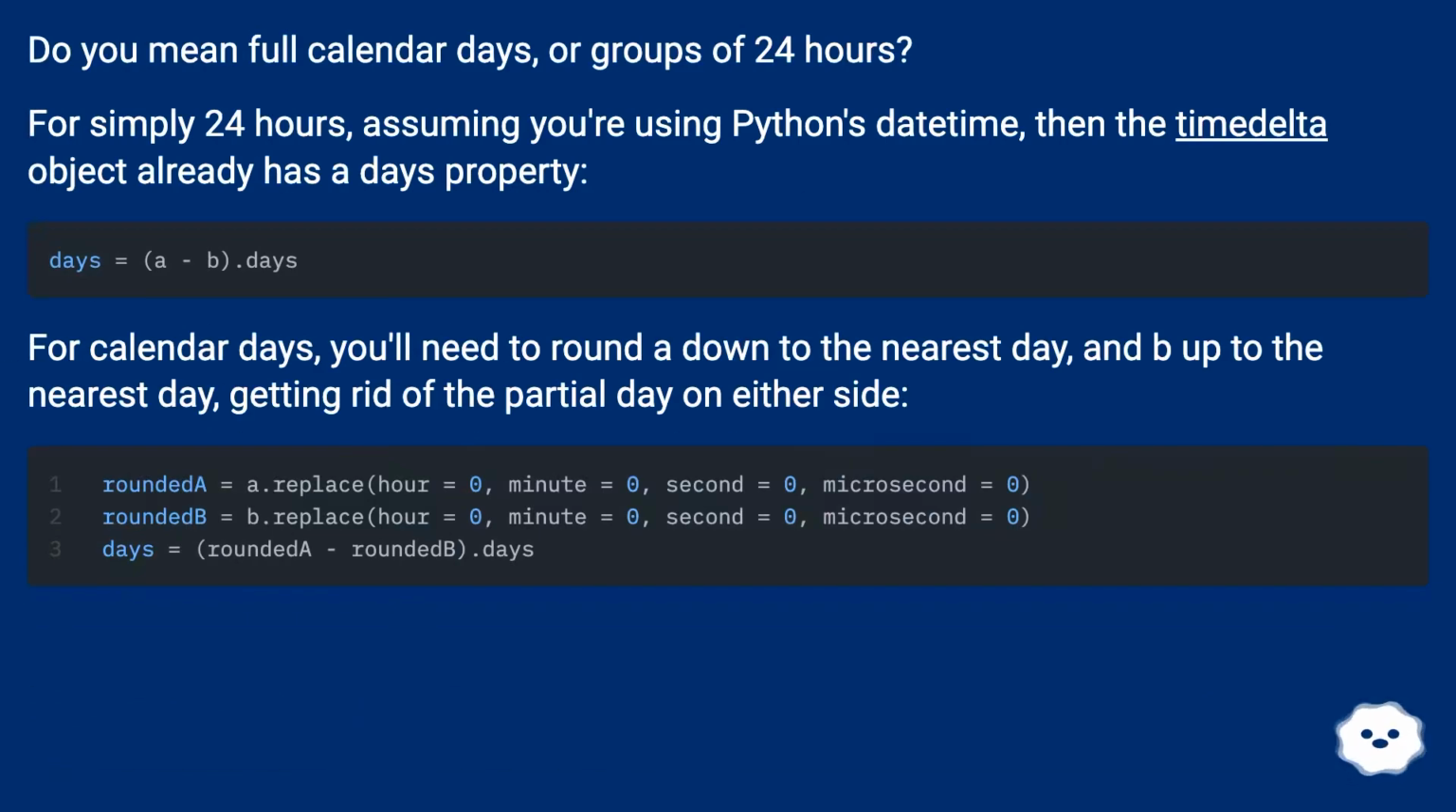Do you mean full calendar days, or groups of 24 hours? For simply 24 hours, assuming you're using Python's datetime, then the time delta object already has a days property. For calendar days, you'll need to round A down to the nearest day, and B up to the nearest day, getting rid of the partial day on either side.